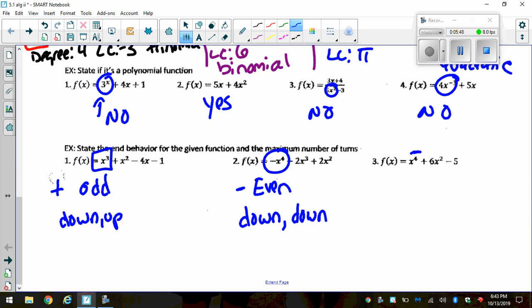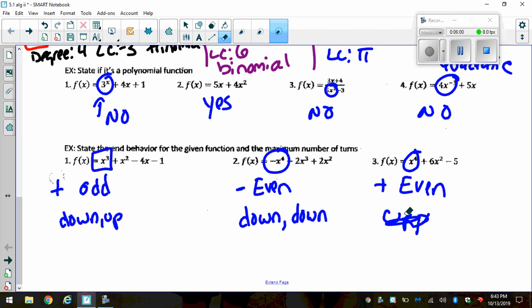Lastly, that's a power of 4, so it's even. Nothing out in front, so that's an assumed positive. So positive even goes up, up. That's what this is trying to write right here. Up, up. So now you guys have a Math Excel. I'm just going to go ahead and have you practice all these vocabulary.